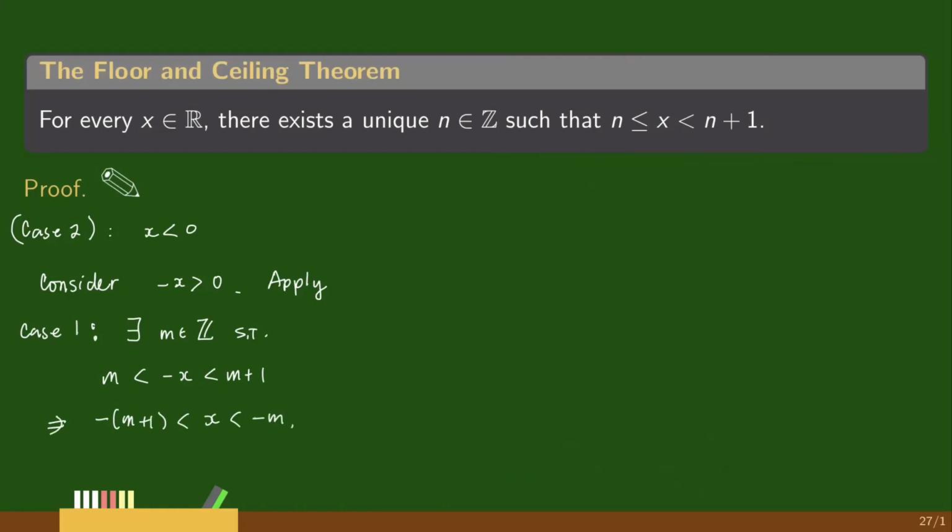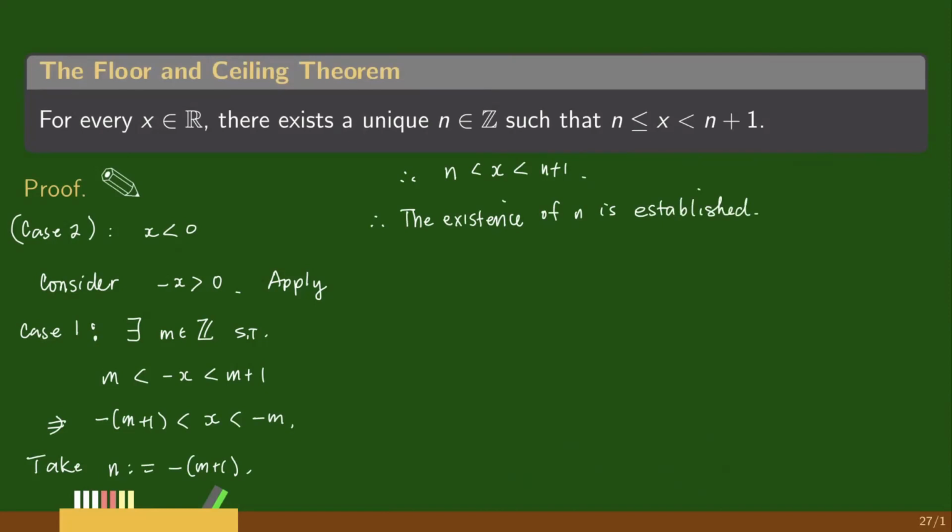Okay? Ang gagawin nyo lang, take n to be minus m plus 1. Tapos na. Okay? So, ang mangyayari, n to, tapos ito'y n plus 1. Done. Therefore, if we consider all the cases, the existence of n is now established. Kasi in all of the case, laging may nagsasandwich na consecutive integers kay x.